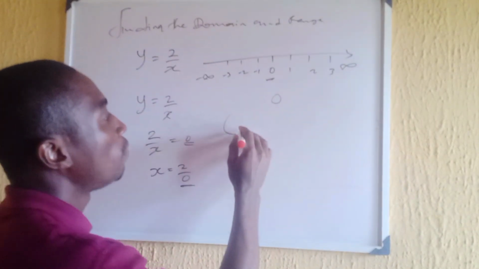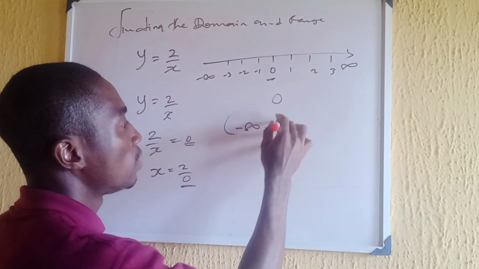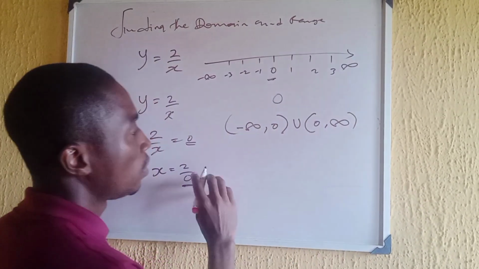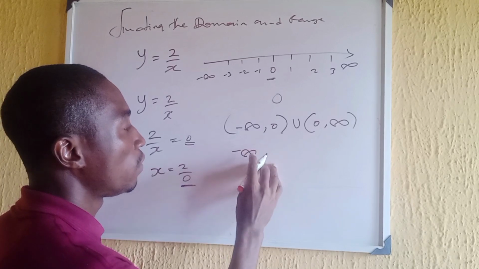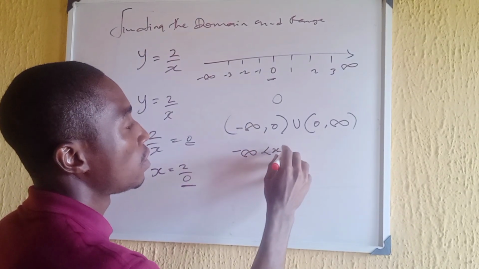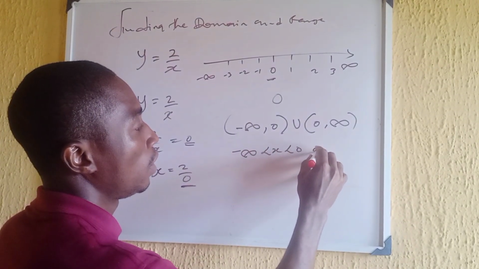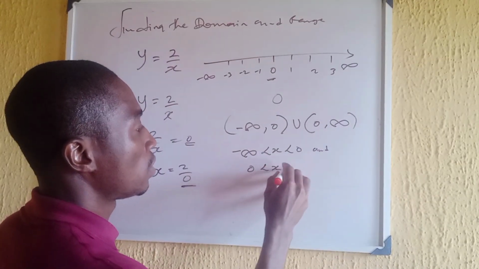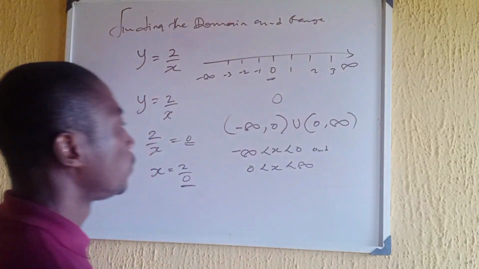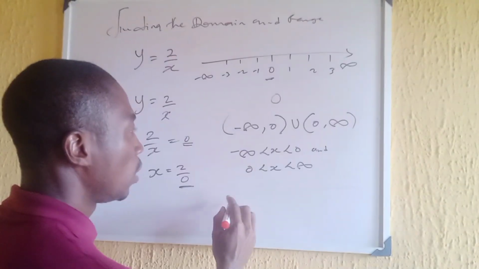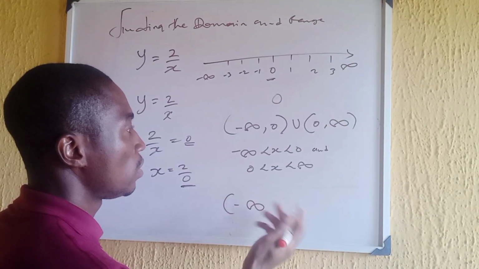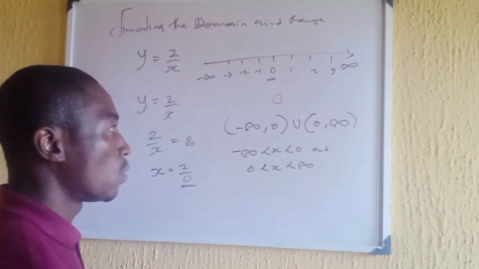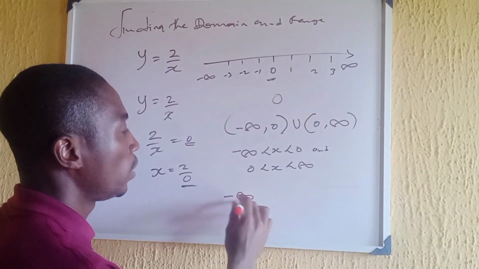We'll be having negative infinity comma 0 union 0 comma infinity. You can also express it this way: negative infinity less than x less than 0 and 0 less than x less than positive infinity. The range will now be minus infinity. This is still the range, but in case we want to express it using inequality, we would say minus infinity.